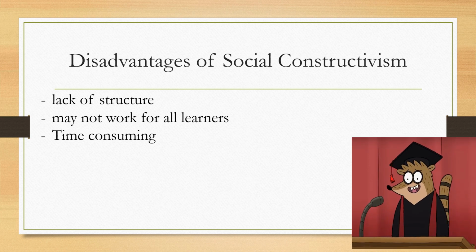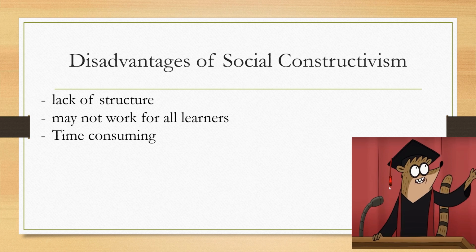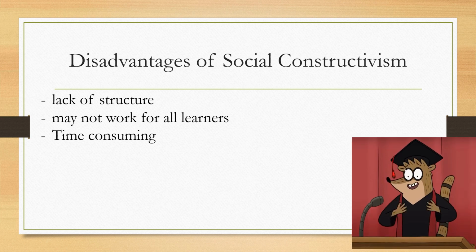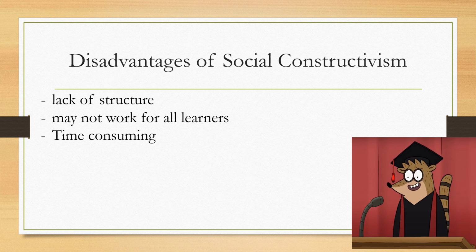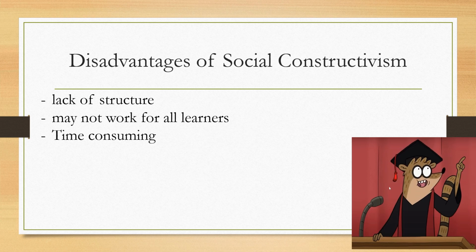Social constructivism may not work for all learners. Depending on the group, some people may not be motivated enough to actively engage in the learning process. It's viewed by critics as being too idealistic. Students need guidance and direction, rather than being told that they can create their own meanings.